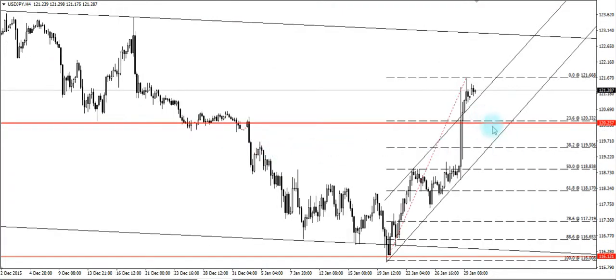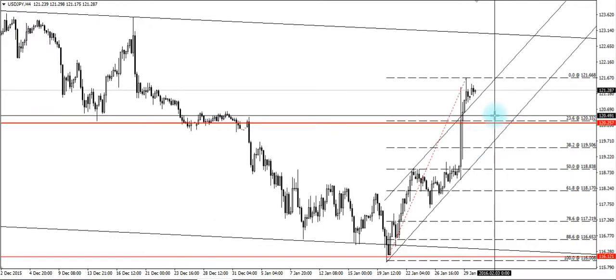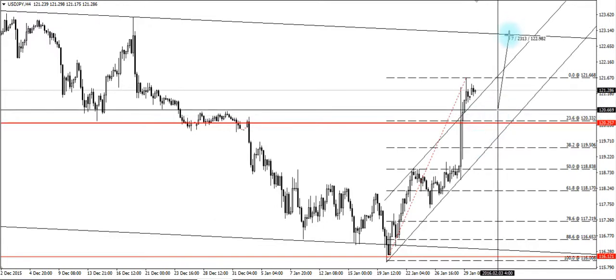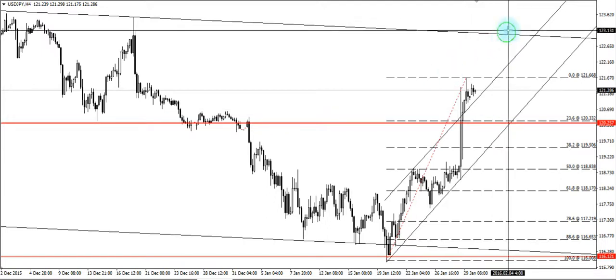Alright, so that is the price that we are looking for to go for the buy again, and we would like to see the price appreciate all the way to the top of the falling trend channel that's based in the day 1 chart.